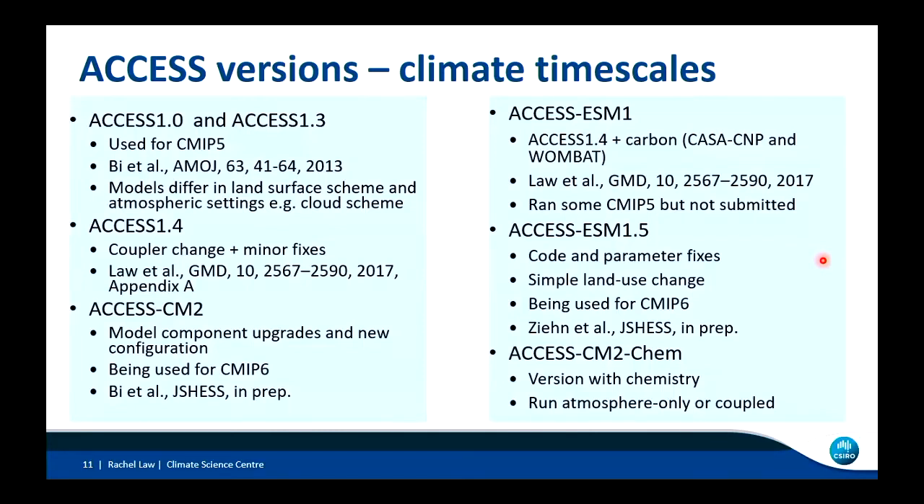From Access ESM1, we've made an ESM1.5. We learnt some stuff through doing it the first time that we wanted to fix, so there have been some code and parameter fixes. We didn't have land use change in our first version. We needed at least a simple land use change scheme. We've put that in. It's being used for CMIP6, and a paper's being put together by Tilo Ziehn, again for JSHESH. As a bit of a separate effort, we do have a chemistry version of Access CM2. Mostly at the moment being run atmosphere only, but could be run coupled. I think I've probably got one or two examples, maybe only one later on, that shows some results from that.